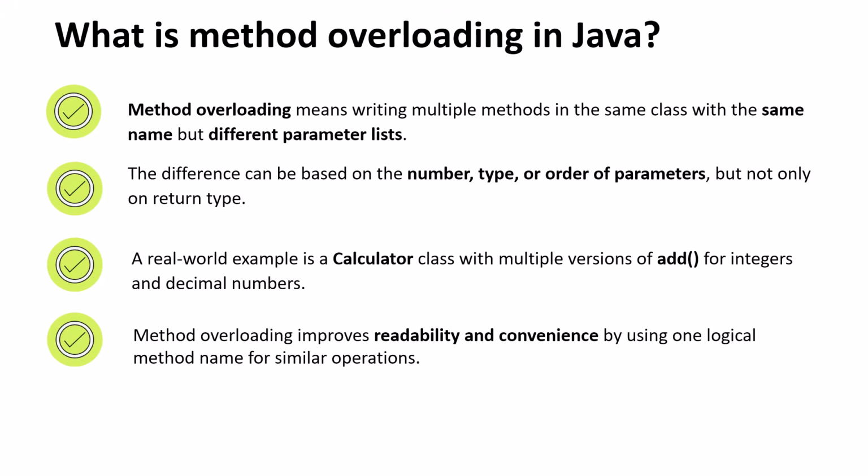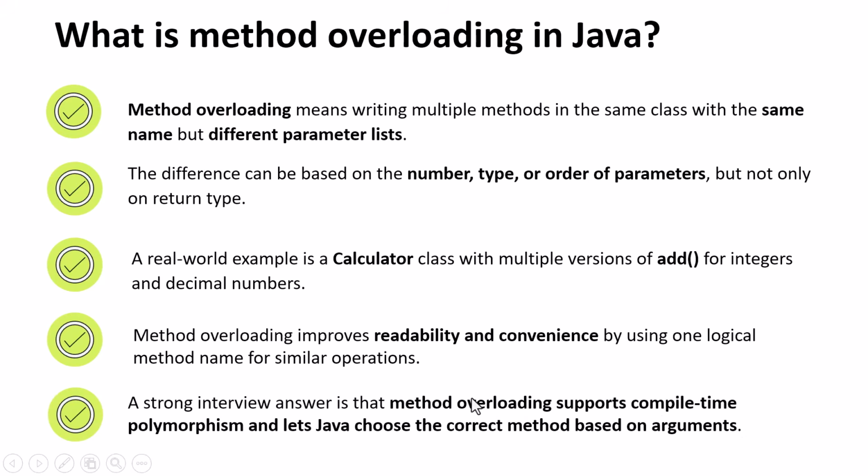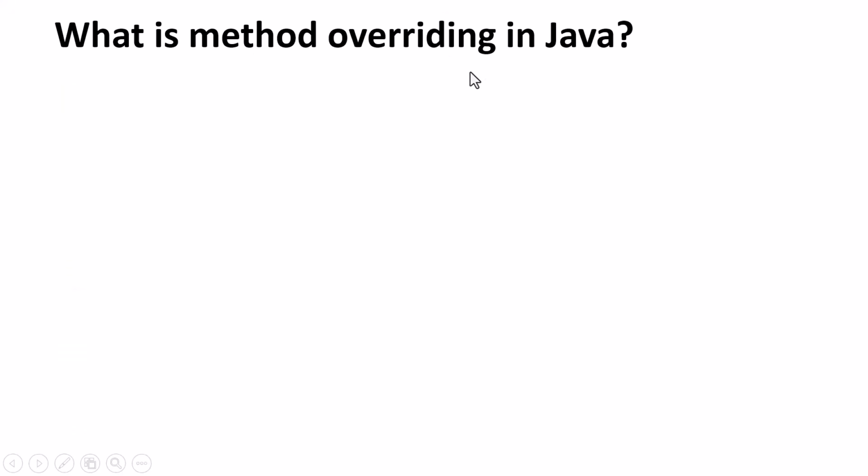Another important interview point is that method overloading is an example of compile time polymorphism. That means the method to call is decided by the compiler based on the method signature during compilation. So the best interview answer is this. Method overloading in Java means defining multiple methods with the same name but different parameter lists in the same class, which improves flexibility, readability, and supports compile time polymorphism. Next question. What is method overriding in Java?